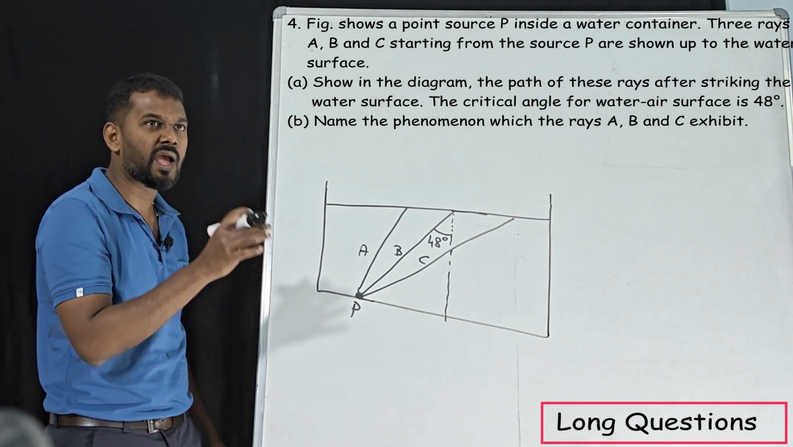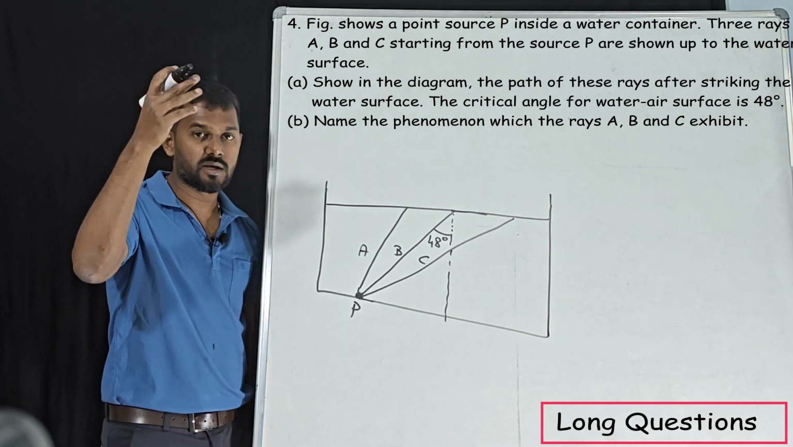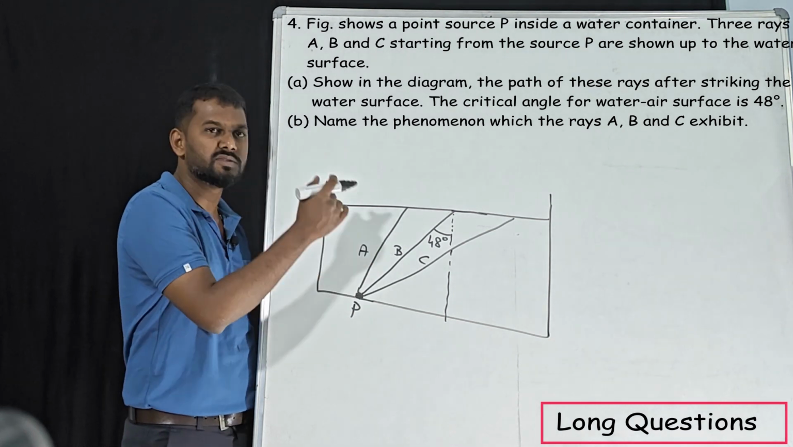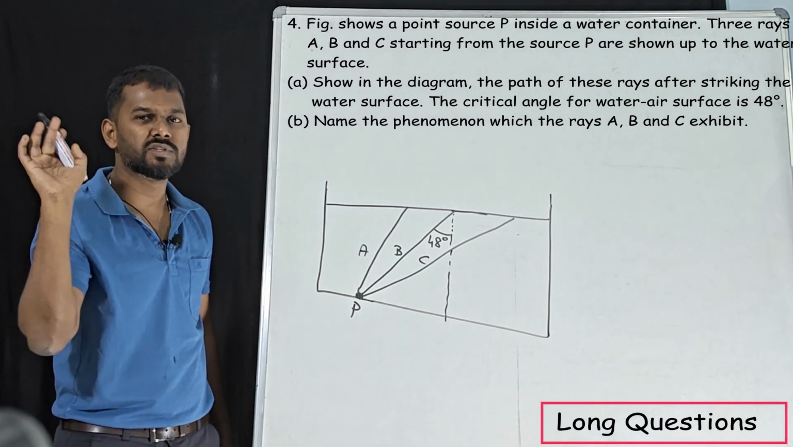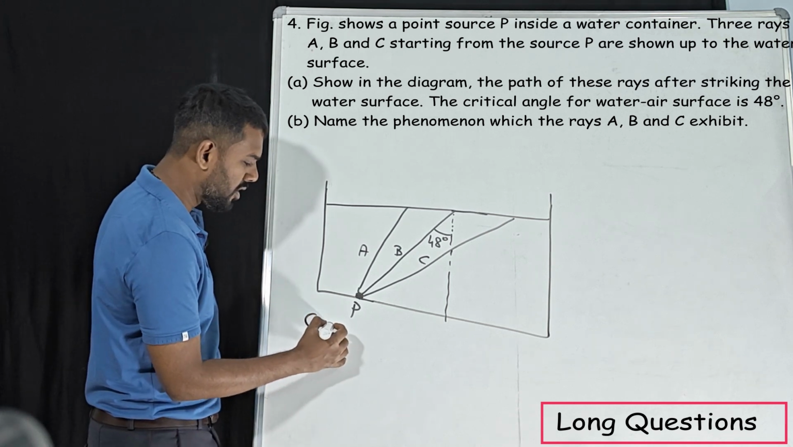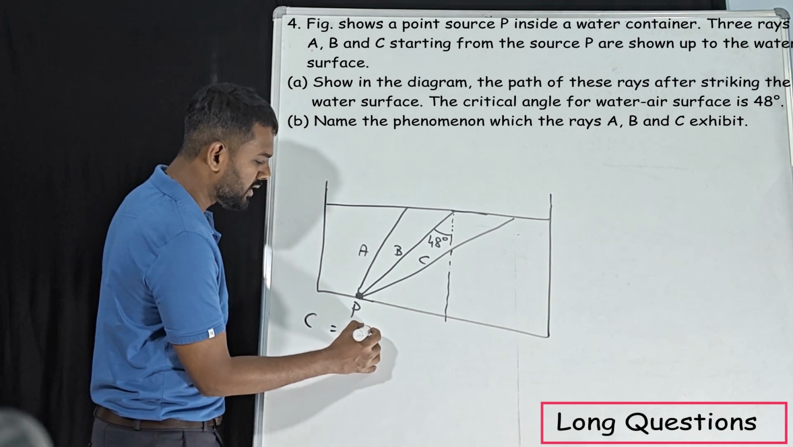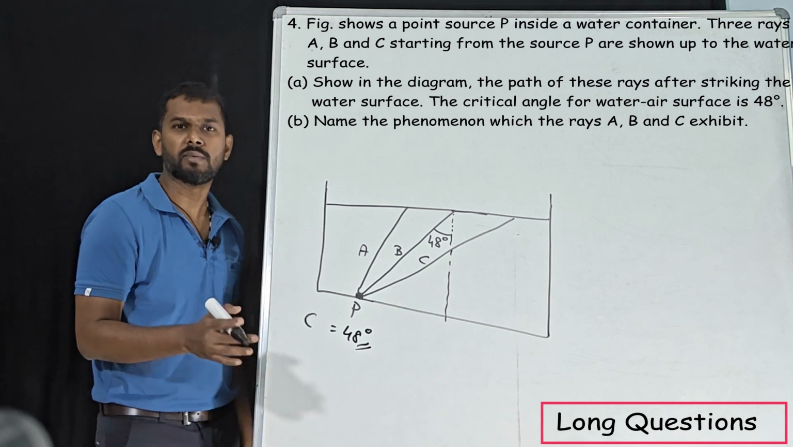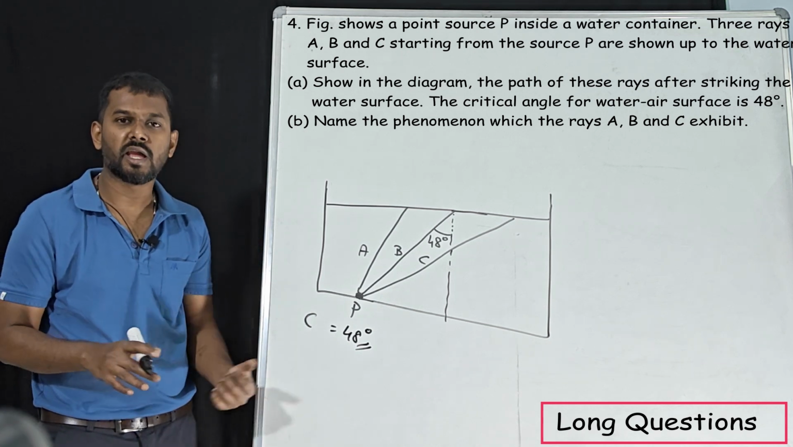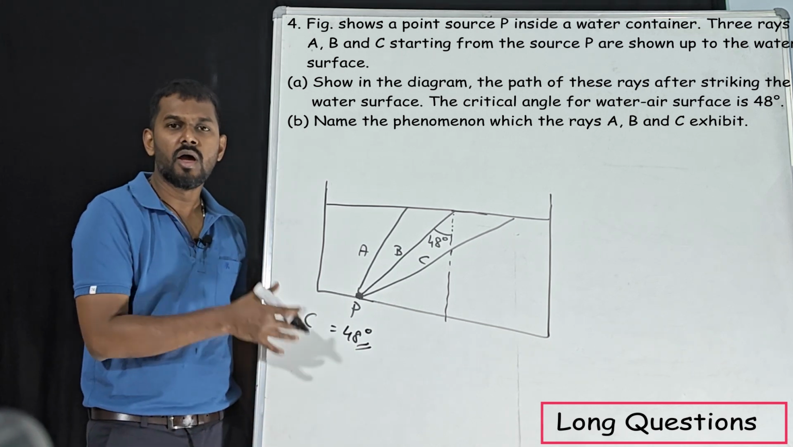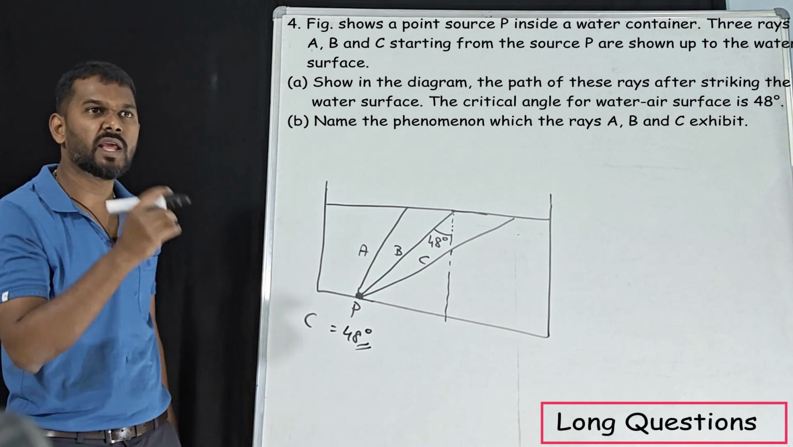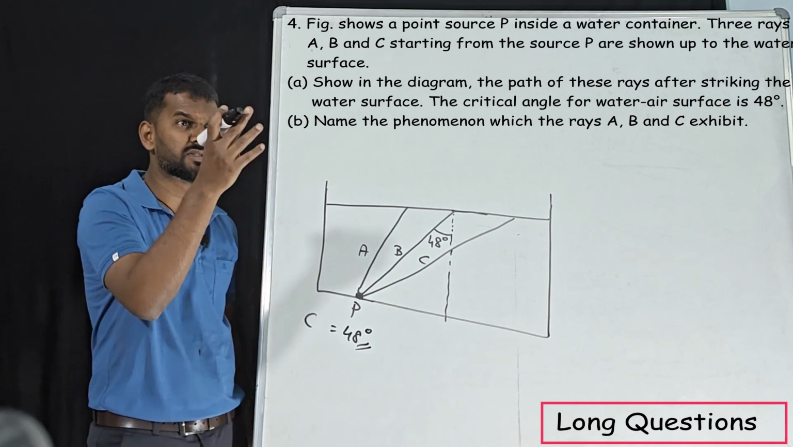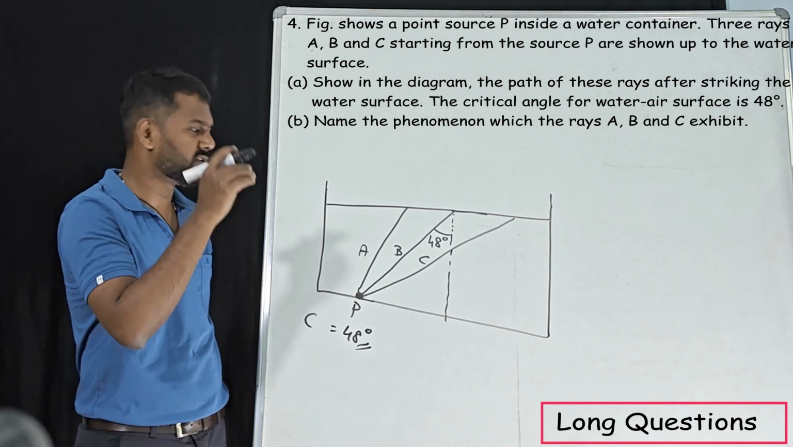Using the angle of incidence and the critical angle, we have to complete the diagram. One hint they have given: the critical angle for the water-air surface is 48 degree. Most of the time, 90% of the time, they'll give you this data. If it is not given, you need to know the critical angle for water is 48 degree. Keep this in mind. Next, we first have to complete the ray diagram. That is the first question.